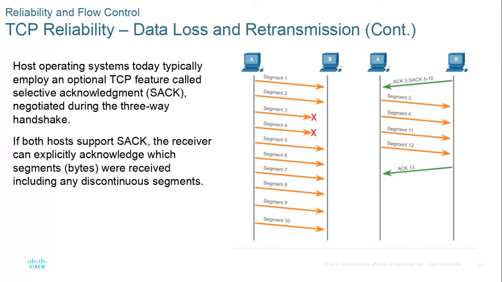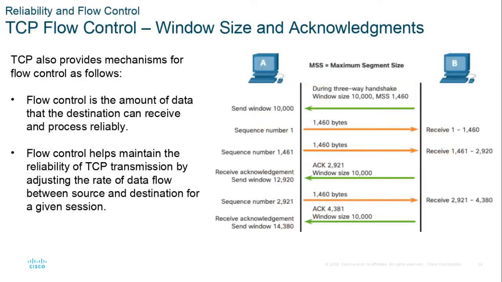So selective acknowledgement is a newer feature that allows them to only retransmit the individual ones that were lost, not everything again. So this cleans up and reduces the amount of data that needs to be retransmitted.